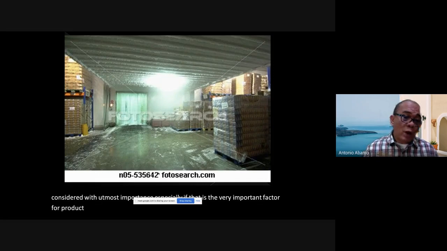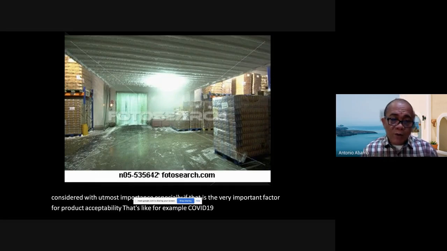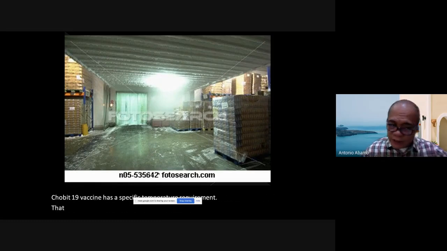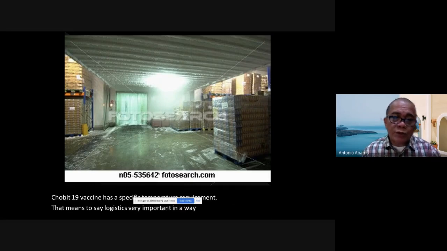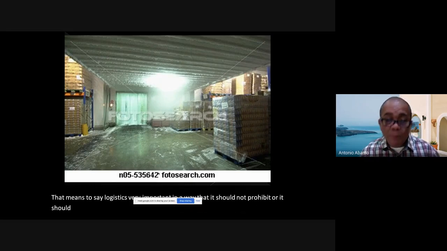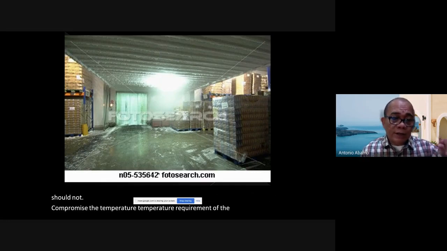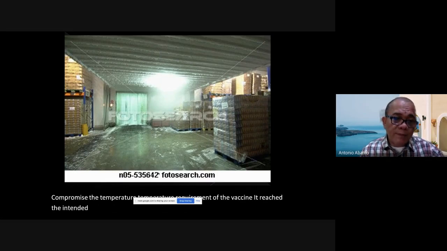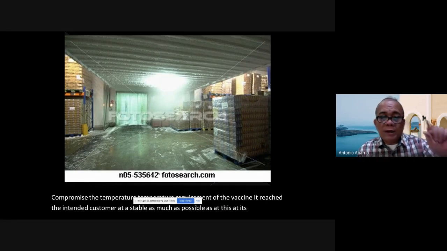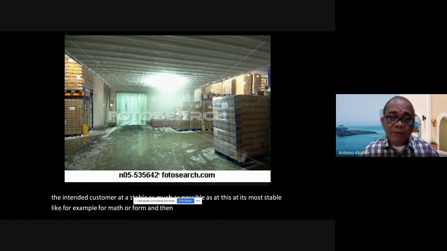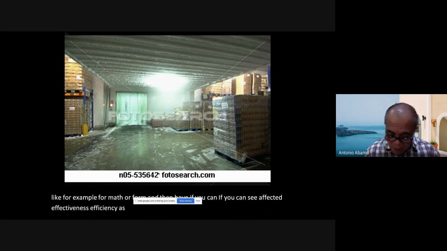Just like, for example, the COVID-19 vaccine, okay? The COVID-19 vaccine has a specific temperature requirement. That means to say, logistics is very important in a way that it should not compromise the temperature requirement of the vaccine. It reached the intended customer at its most stable, like for example format or form, no? And then have effective efficacy as expected of that particular product, no?